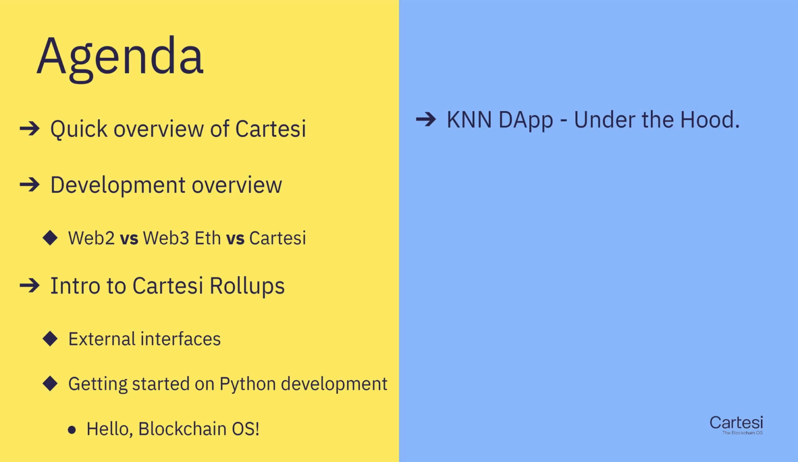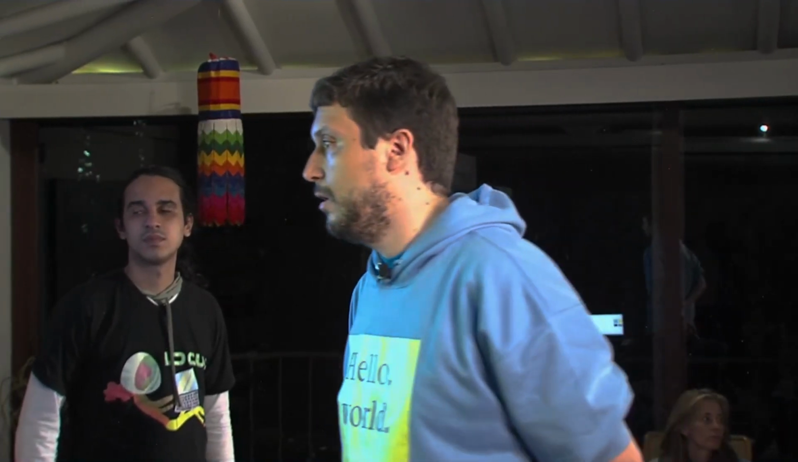So the first thing here is the agenda. We'll get a quick overview of how Cartesi works, the development overview of regular Web 2 applications, then Web 3 using Ethereum, and finally an overview of how it looks like with Cartesi. And then we'll go a bit deeper. We'll introduce our Cartesi rollup solution. Later, we'll drill down on the external interfaces you will face as a developer. And finally, we'll go to a Python example, a really simple one, on how you can use that to make a minimalistic DApp using our tech.